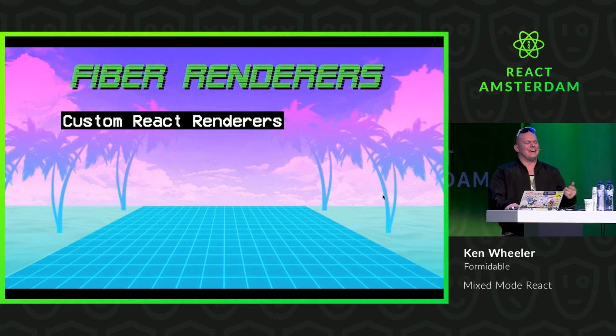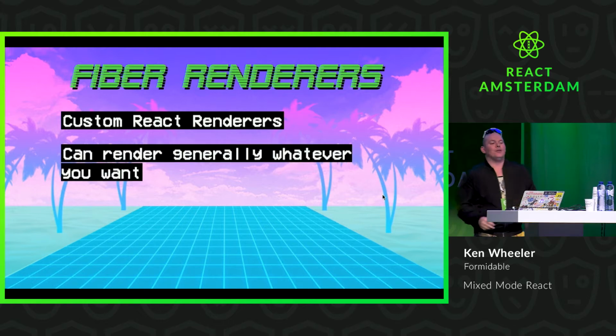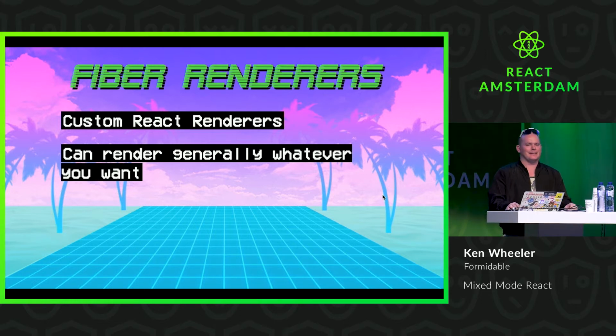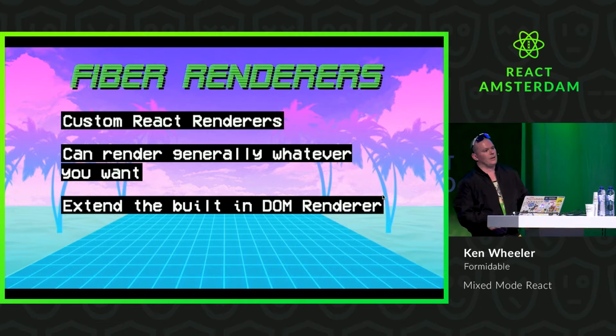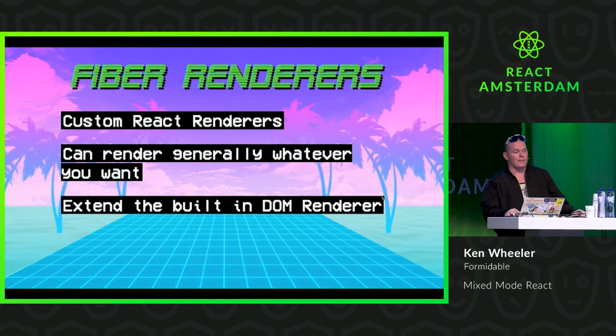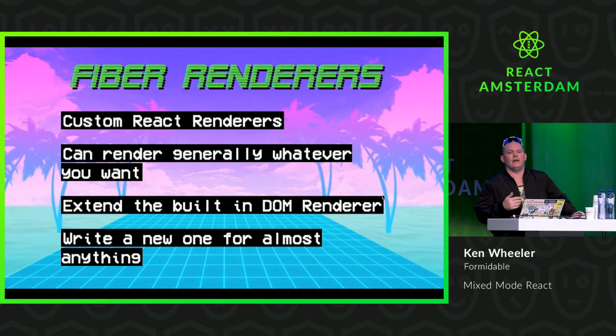So yeah, they're custom React renderers, and you can render pretty much whatever you want. Like the way that the DOM renderer gets a piece of HTML and knows to update HTML with a bunch of browser APIs that nobody uses anymore. You could do the same thing with almost anything, right? So you could either extend the built-in DOM renderer, if you want to do something custom with your HTML, or you can write a new one that React renders to whatever you want.